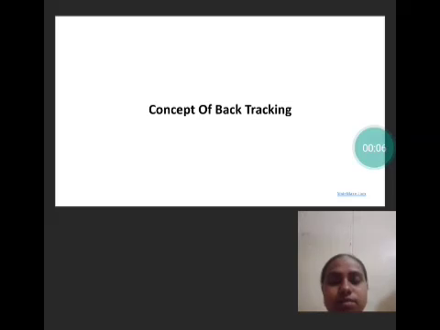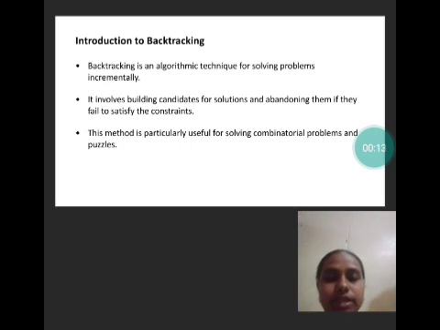My concept is about backtracking. Introduction to backtracking. Backtracking is an algorithmic technique for problem solving incrementally. It involves building candidates for the solutions and abandoning them if they fail to satisfy the constraints. This method is particularly useful for solving combinatorial problems and puzzles.